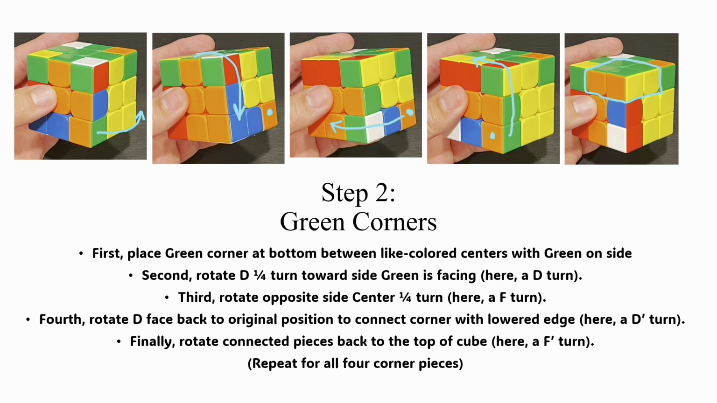Second, rotate the D layer 1/4 turn toward the side that the green is facing. Third, rotate the opposite side center a quarter turn. Fourth, rotate the D face back to its original position to connect the corner with the lowered edge. Finally, rotate the centerpiece back to the top of the cube.